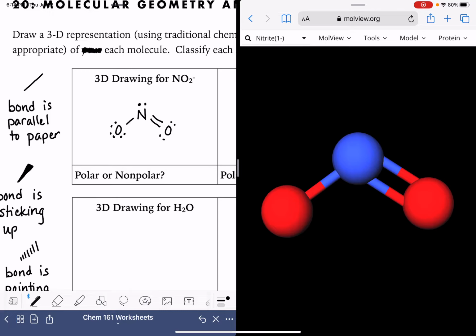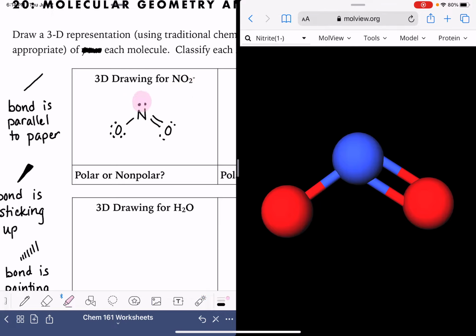Now, this question is asking us also to classify this molecule as being polar or nonpolar. And one of the really easy things that you can do for classification, when we're trying to decide if a molecule is polar or nonpolar, the very first thing you should always do is look at the central atom and ask yourself if you have any lone pairs on the central atom.